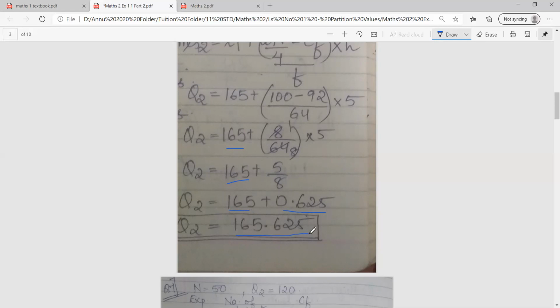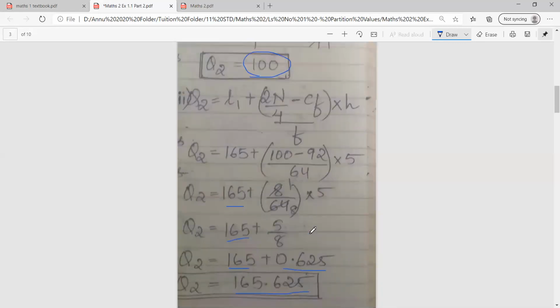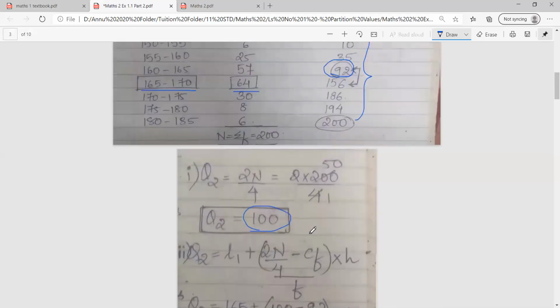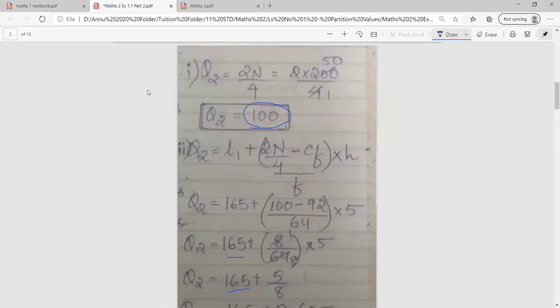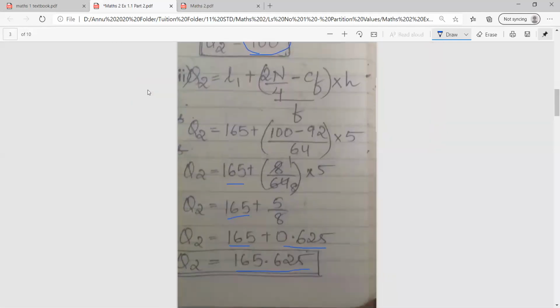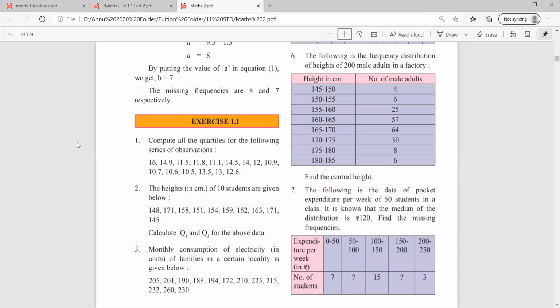165.625. In order to see whether your answer is right or wrong, you can come and check that your answer should lie between this particular class only. That means any number going beyond this class means your answer is wrong. So you can confirm that 165.625 lies between 165 to 170. So that means your sum is correct. So I hope you all have followed how to solve the group data sum.